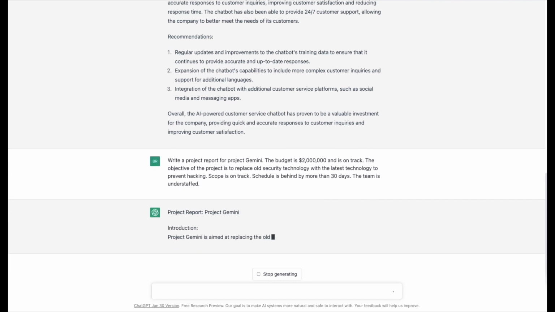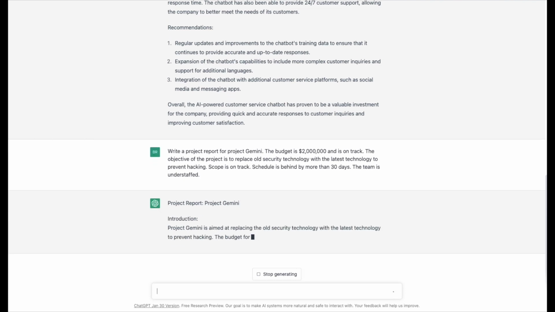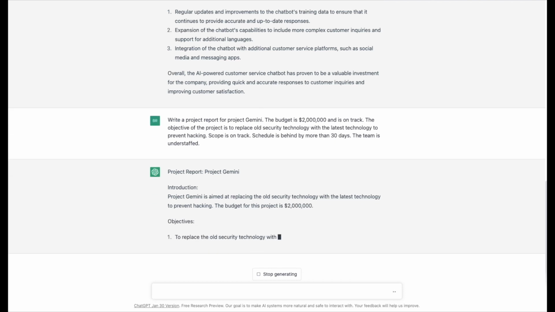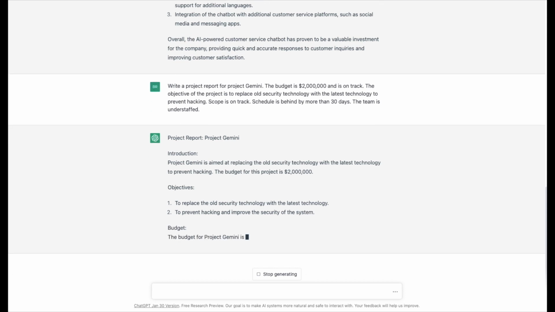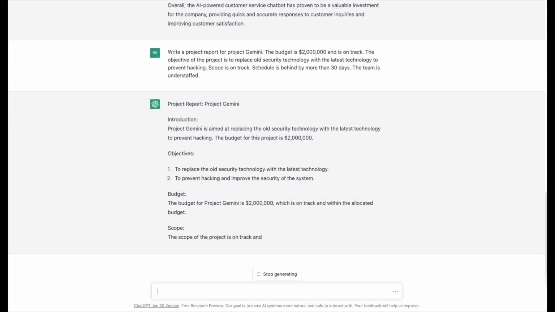it's thinking. Okay, project report for Project Gemini. It picked up the title. Project Gemini is aimed at replacing old security technology with the latest. Okay, so it kind of just used my own words. Replace the old security technology to prevent hacking. Okay. Budget for Project Gemini on track.